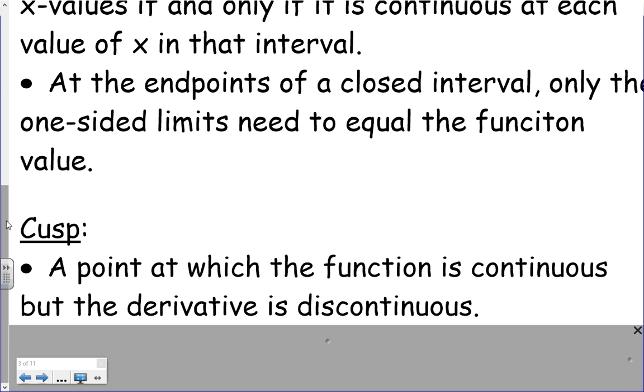The one sketch we had there had a cusp in it, so let's define what a cusp is. A cusp is a point at which the function is continuous, but the derivative is discontinuous. You know, we've got an idea of what a derivative is in that first chapter. Dealt with slope, rate of change. So we'll come back to this idea when we cover more details in terms of derivatives. But a cusp is a point at which the function is continuous, but the derivative is discontinuous.